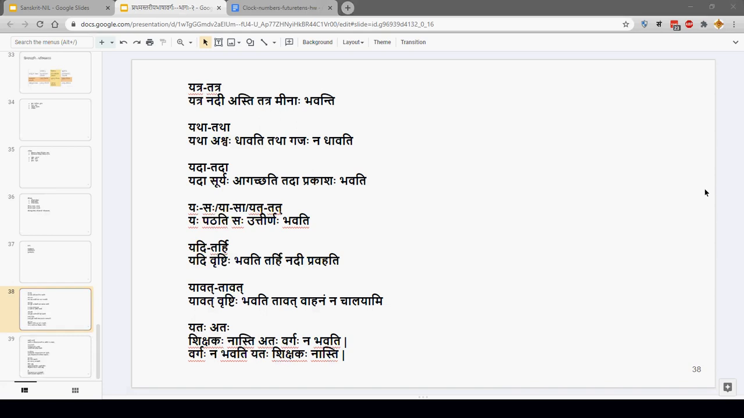Similarly, the next pair is yatha tatha. So yatha tatha, also they are fixed form words, not adjectives. Yatha ashvah dhavati tatha gajah na dhavati. This is not where, there. Yatha tatha is how. Yatha means how. Yatha ashva dhavati means in the manner how the horse runs, in that manner or in that way, gajah na dhavati. Tatha is in that way, gajah na dhavati. The elephant doesn't run. That is yatha tatha.